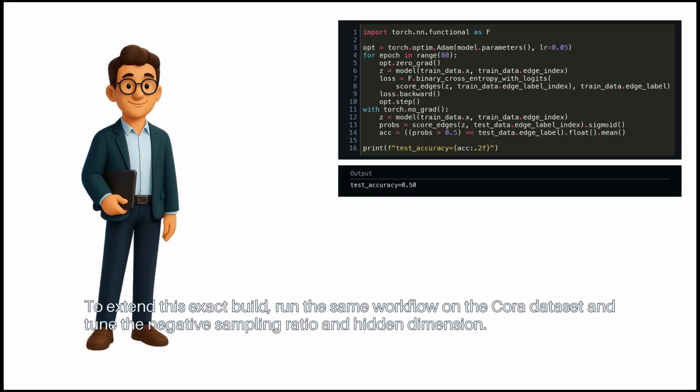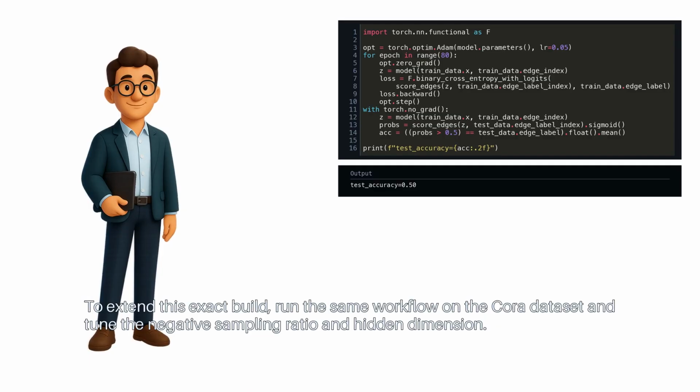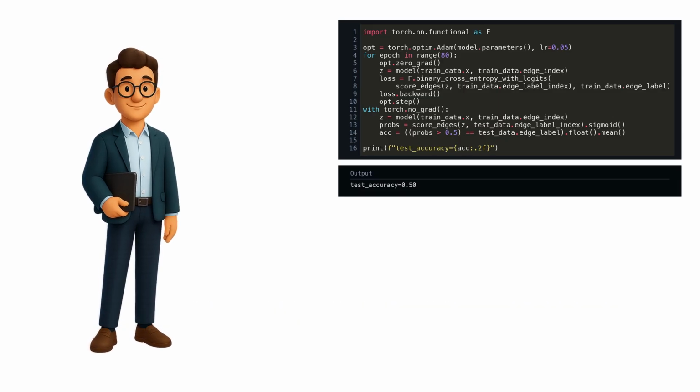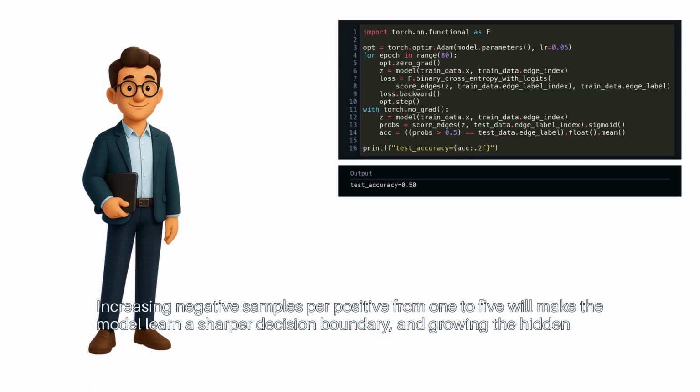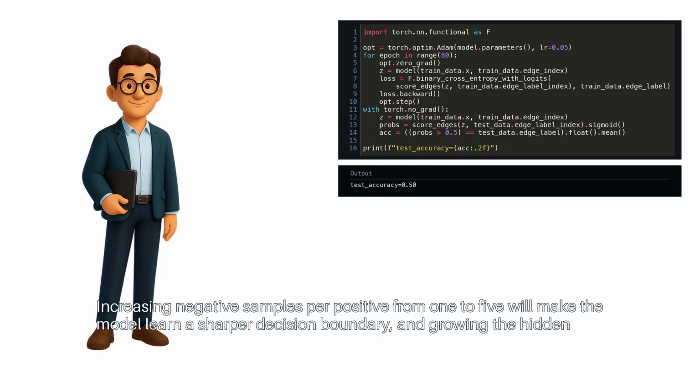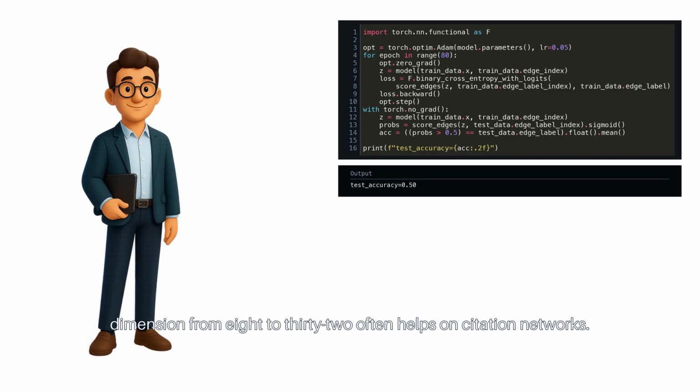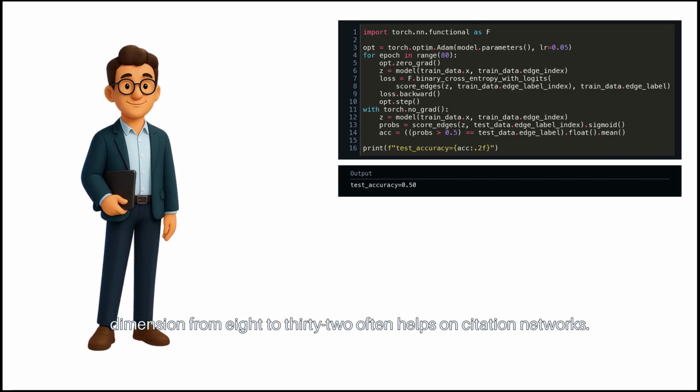To extend this exact build, run the same workflow on the Cora dataset and tune the negative sampling ratio and hidden dimension. Increasing negative samples per positive from 1 to 5 will make the model learn a sharper decision boundary. And growing the hidden dimension from 8 to 32 often helps on citation networks.